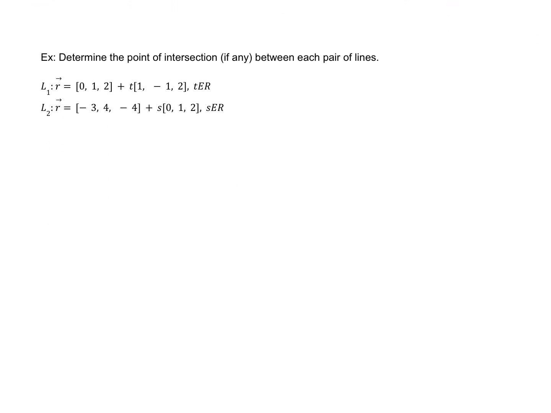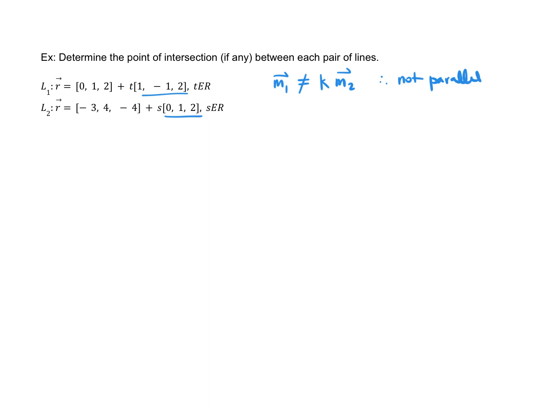So, determine the points of intersection, if any, between each pair of lines. So I'm going to start off by looking at my direction vectors here. I cannot write one as a scalar multiple of the other, so these are not parallel. And I'll just make a little note here. So direction vector 1 does not equal k times direction vector 2.